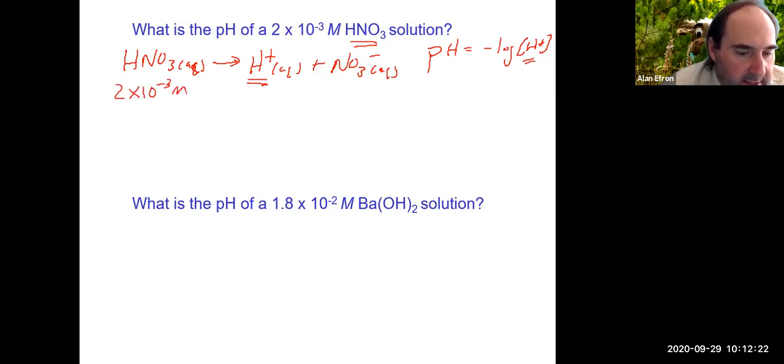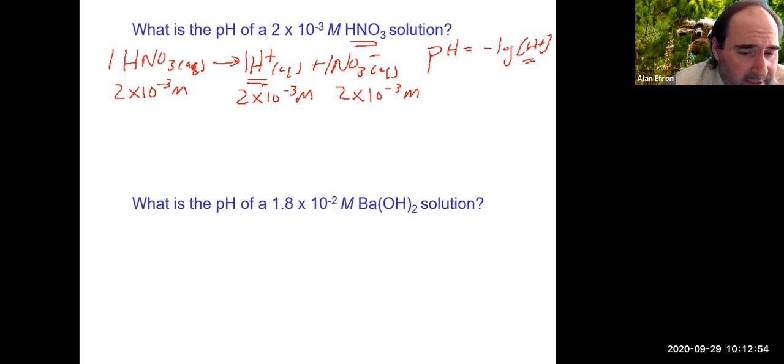When we look at it, it is a 1-to-1 relationship. As you probably learned in Chem 50, if you're trying to figure out the concentration of ions, it works kind of like stoichiometry. Since it's a 1-to-1 relationship, the concentration of the H plus would also be 2 times 10 to the minus 3. The nitrate would also be a 1-to-1 relationship, which means the concentration of the nitrate would also be 2 times 10 to the minus 3.